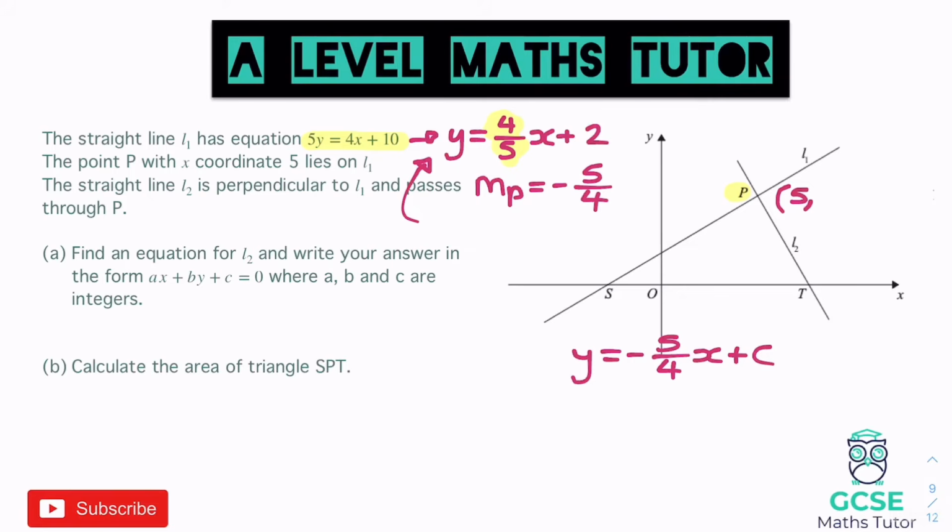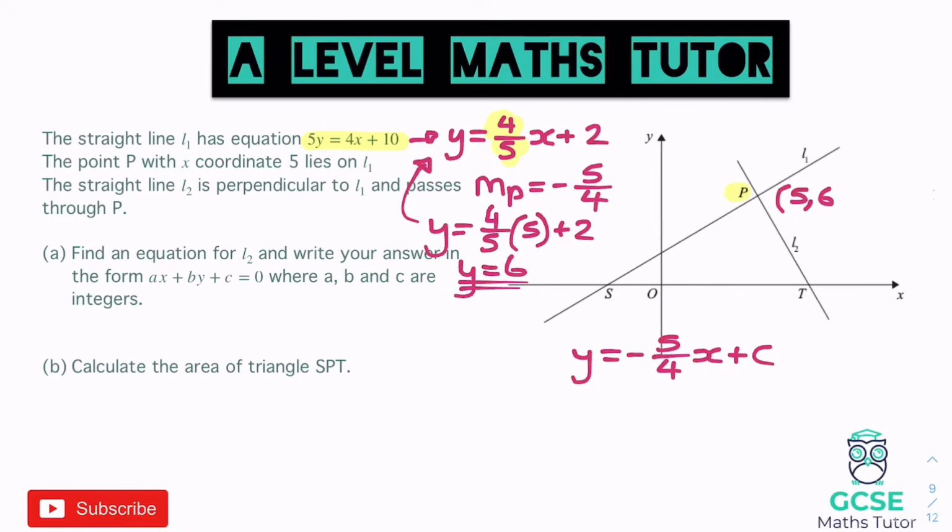Now if the x coordinate is 5, we can just sub that in. So y is going to equal 4/5 multiplied by the 5, and then we're going to add the 2. And if we type that in on the calculator, 4/5 times 5 is 20/5, which is 4, and then we're going to add 2 to that, so y will equal 6. So there we go, straight away we can get our y coordinate.